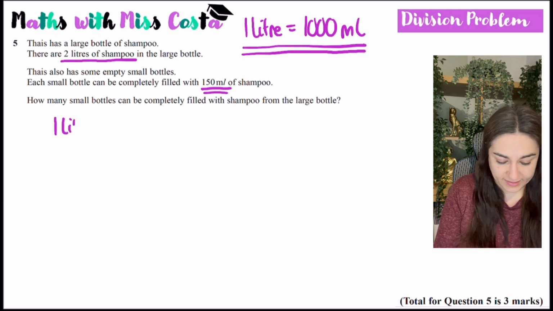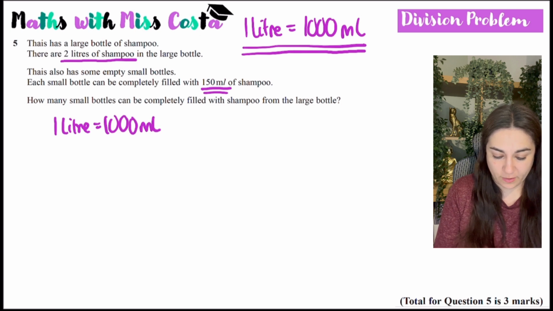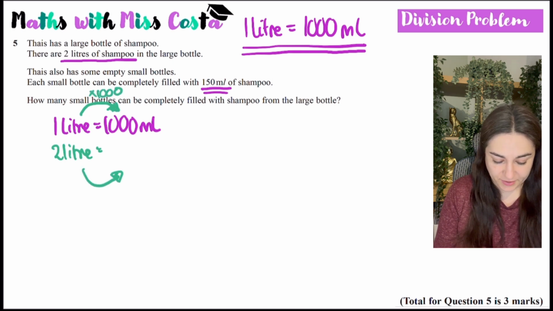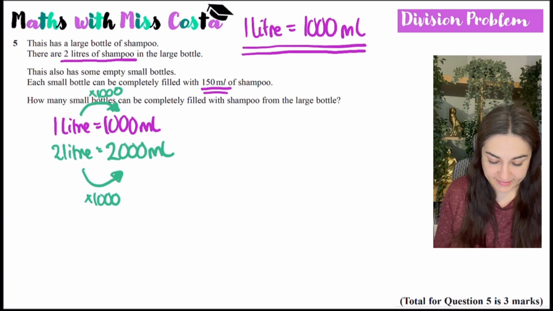So if 1 litre is 1000 millilitres, I can figure out how much 2 litres are going to be, because to get from litres to millilitres, how do you get from 1 to 1000? You times by 1000. So what I'm going to have to do is times 2 by 1000, and that would tell me that 2 litres is 2000 millilitres.